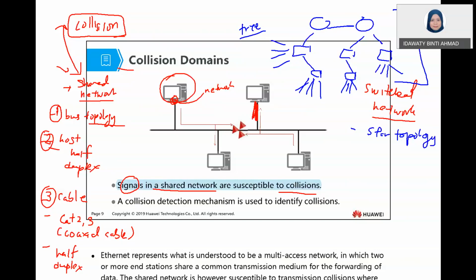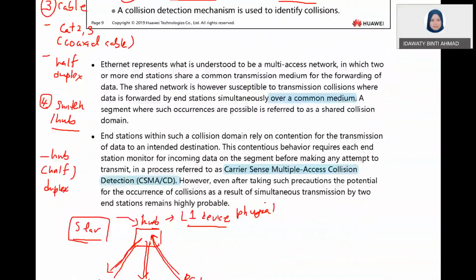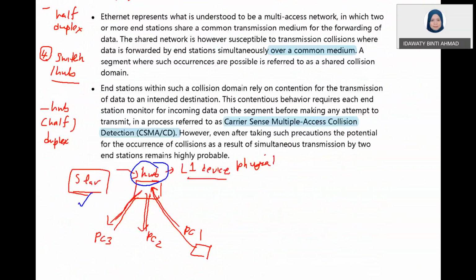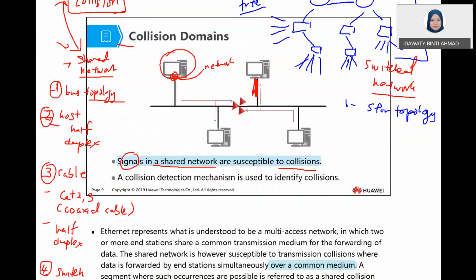Okay, so with star topology itself, the topology itself won't collide. Unless, as I mentioned just now, even though you use star topology, if you use a hub to link all these PCs, then there will also be a collision. So this is the general term: number one, the topology is star.